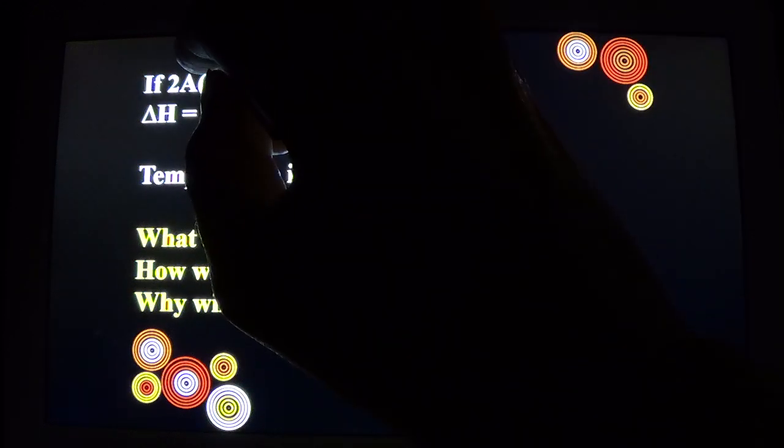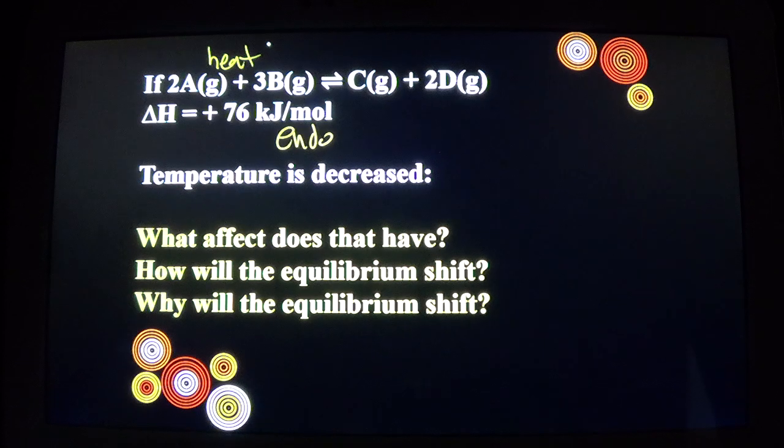So once I know it's endothermic, I like writing the word heat over the side of the reaction that it's on. Endothermic must mean it's on the left side. Exothermic would mean it's on the right side. Okay, now let's actually answer the question.